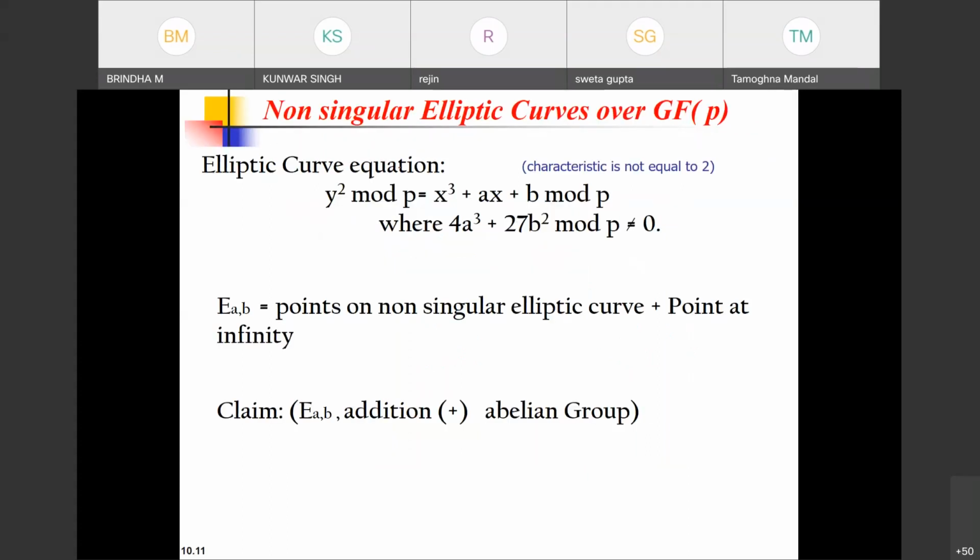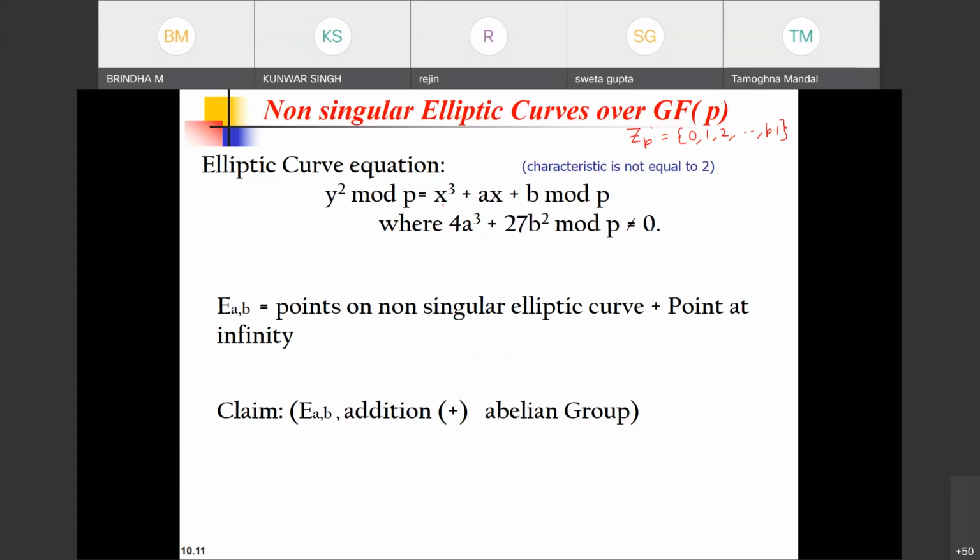Now we'll see the ECC. A non-singular elliptic curve over a Galois field of size p. So this is Zp, as you have seen. This is the field. For a different field, the equations will be different, and that depends on the characteristic number. This general equation is for the case where the characteristic number is not equal to 2.